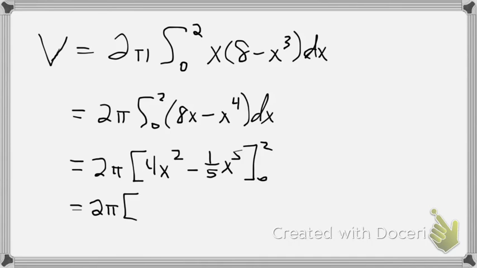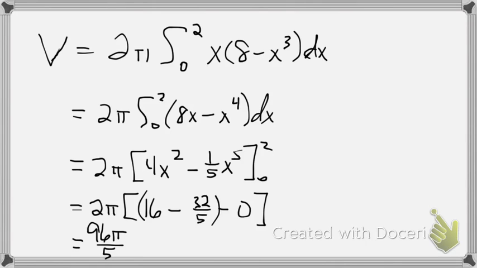So that's 2 pi, that's going to be 16 minus 32 fifths. And then if I plug in 0, the whole thing is 0 for the back half. Now for this one, do not forget the 2 out front. That's a common careless mistake. It's a 2 pi out front, unlike the other 2. And you wind up with 96 pi fifths. Cubic units.